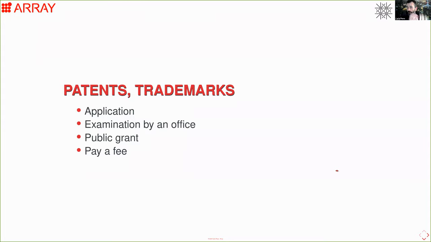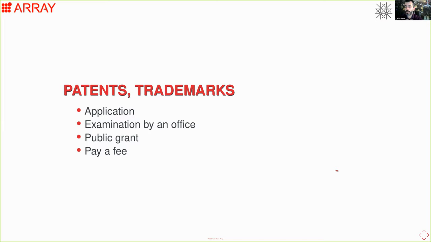There is a central office that checks whether you comply with the formal requirements and the substantial requirements. So you have an examination, and only following the examination and following a period where people are allowed to object, you get the patent, you get the trademark. This is made by a grant, a deed, which is made public and is in the database. I can know how many patents this person or this company has registered, or how many trademarks they are the owner of, because there are publicly accessible databases.